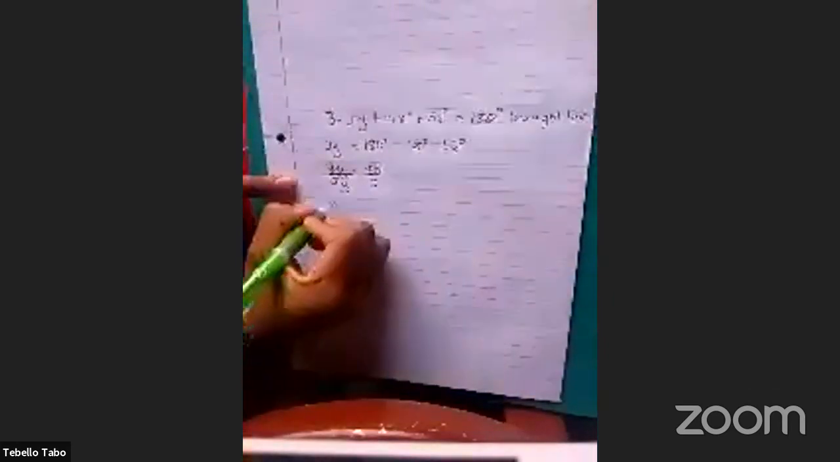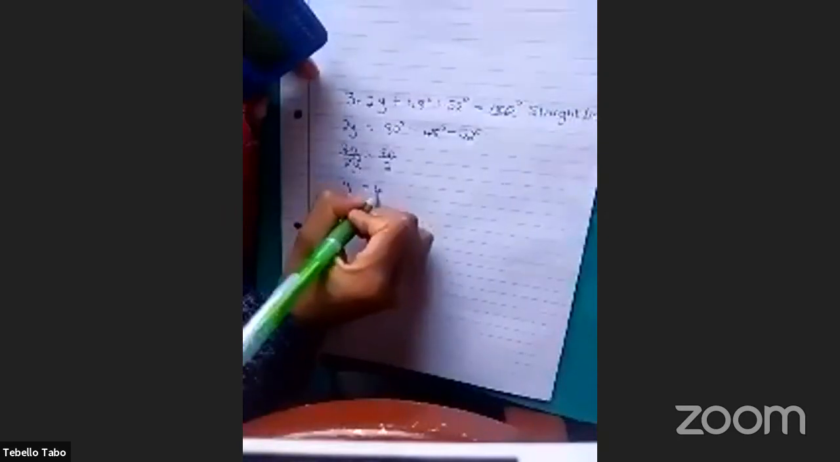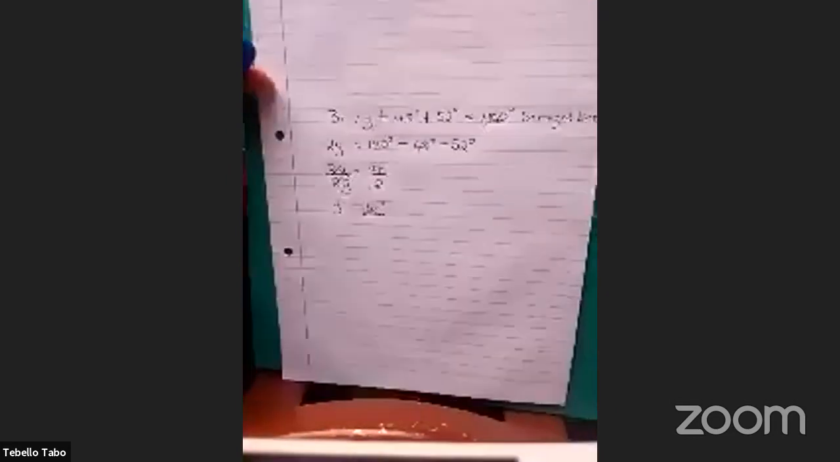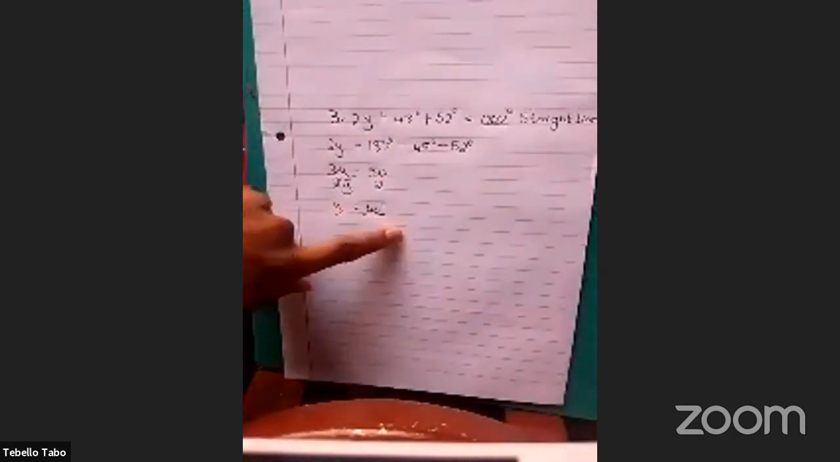Don't worry. And then we'll have our y equals 40 degrees. So our y equals 40 degrees, not our 2y, only our y. Our y is 40 degrees. And now let's calculate our 2y.